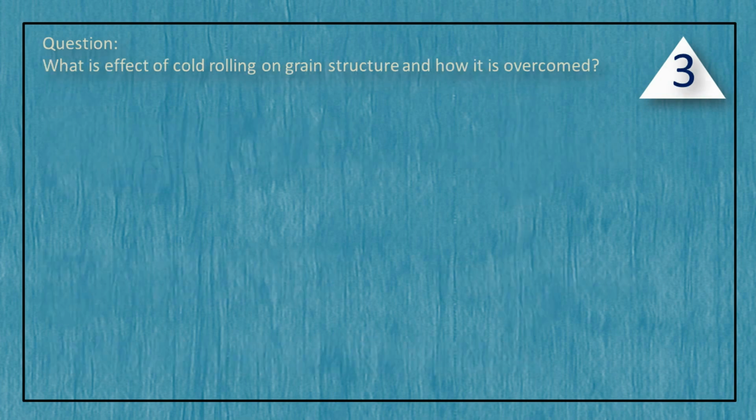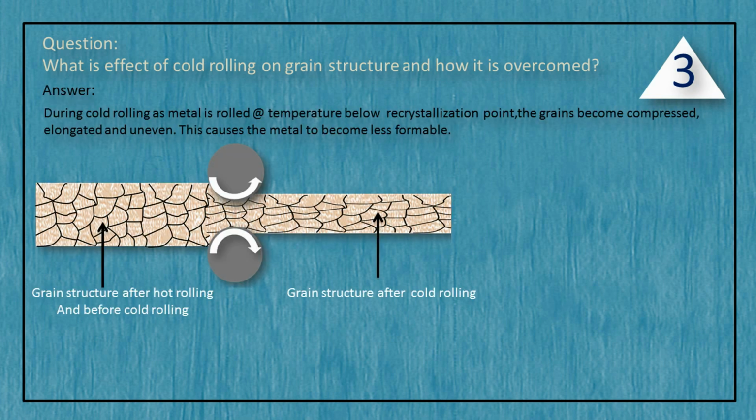Question. What is the effect of cold rolling on grain structure and how is it overcome? Answer. During cold rolling, as metal is rolled at a temperature below the recrystallization point, the grains become compressed, elongated and uneven. This causes the metal to become less formable.